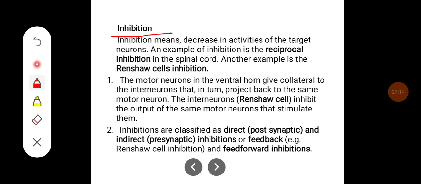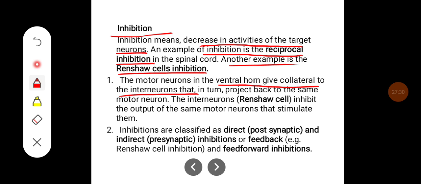There can be inhibition. Inhibition means a decrease in the activity of the target neurons. An example of inhibition is the reciprocal inhibition in the spinal cord. Another example is Renshaw cell inhibition. The motor neurons in the ventral horn give collaterals to the interneurons that in turn project back to the same motor neuron, and these interneurons, which are called Renshaw cells, inhibit the output of the same motor neuron that stimulates them. This is called Renshaw cell inhibition.